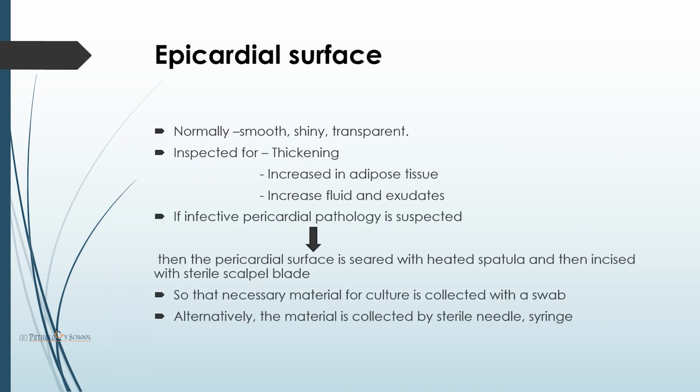Epicardial surface. Normally, the epicardial surface is smooth, shiny and transparent. On the epicardial surface, inspect for thickening, increase in adipose tissue, increase in fluid and exudate. If infective pericardial pathology is suspected, then the pericardial surface is seared with a heated spatula and incised with a sterile scalpel blade, so that necessary material for culture is collected with a swab. Alternatively, the material is collected by sterile needle and syringe.